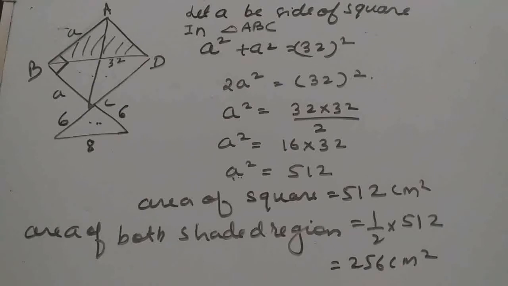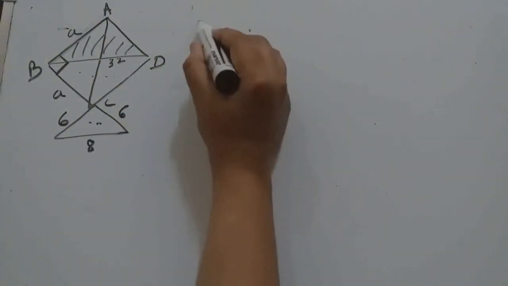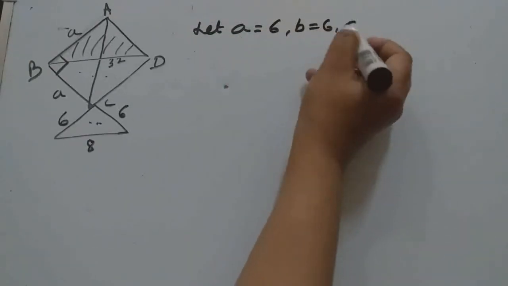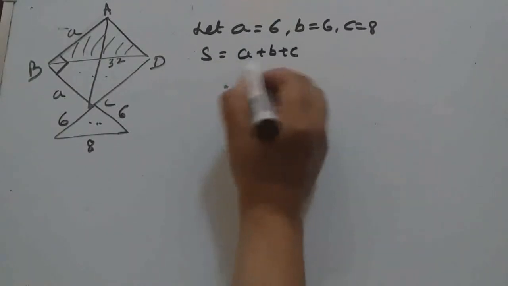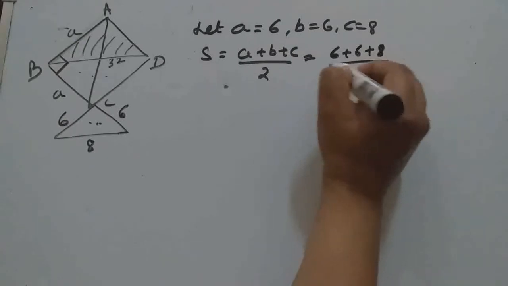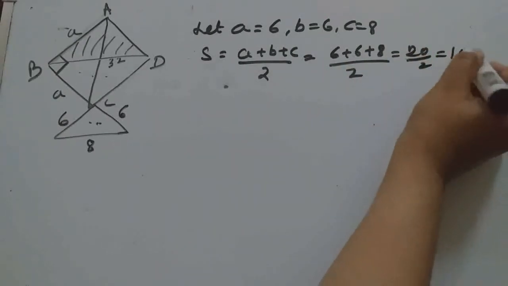For that we will apply Heron's formula here. Let A is 6, B is 6 and C is 8. So what will be S? A plus B plus C by 2. That is 6 plus 6 plus 8 by 2. That is 20 by 2, which is 10.